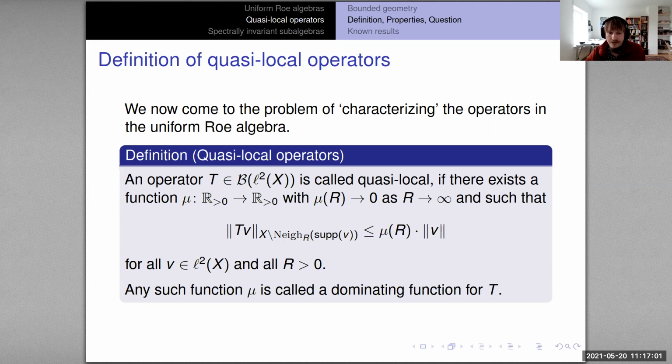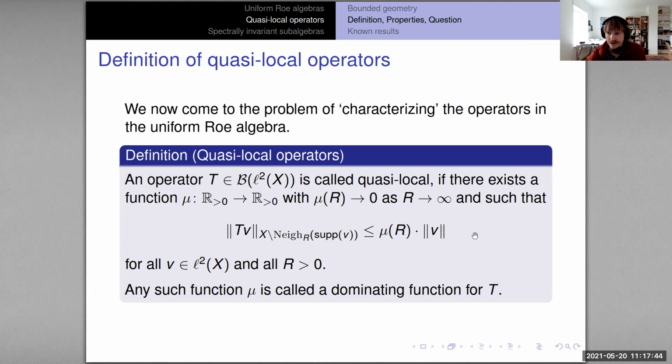Now, if you would allow this function mu to depend on the vector v, then this would always be true, right? Because the result T of v is an L2 sequence. So you can always find a function mu such that this is satisfied, but it will depend on your vector v. And so the important point here is that this function mu does not depend on the vector v. So you give your operator, and you want that it decays at infinity suitably in a certain sense. And for data, we call such a function the dominating function.